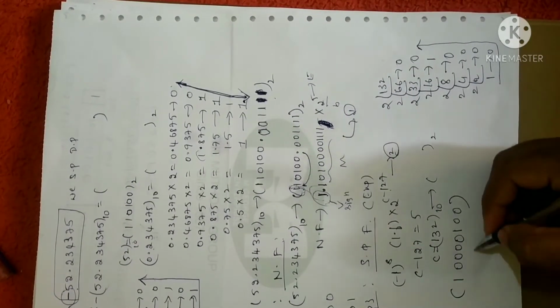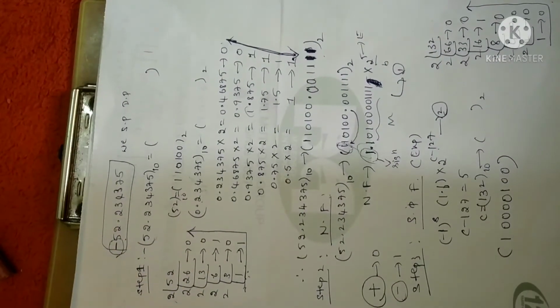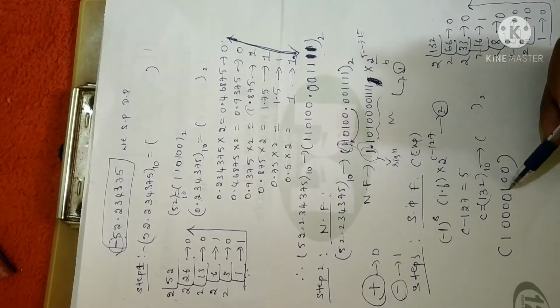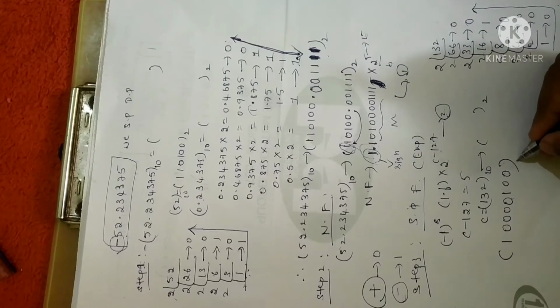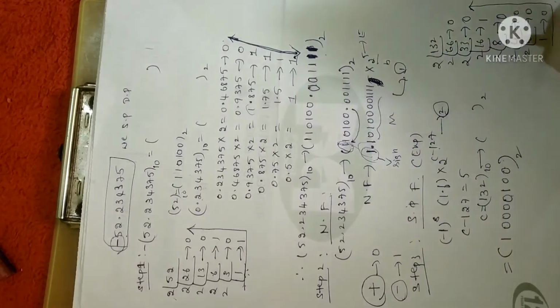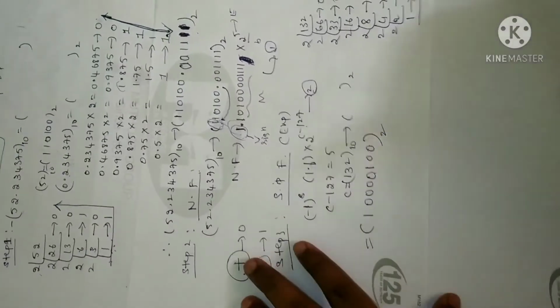Clear? And make sure that since we are using the single precision format, the exponent should consist of 8 bits. So 1 2 3 4 5 6 7 8 bits we have. So it is in binary. The exponent number we have already done. Clear? Now we have to do step 4.